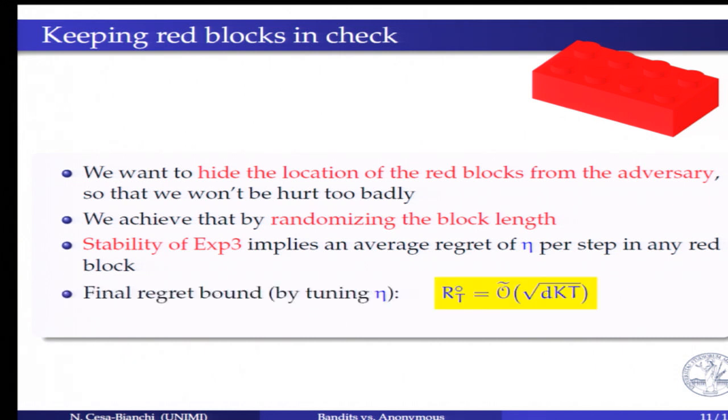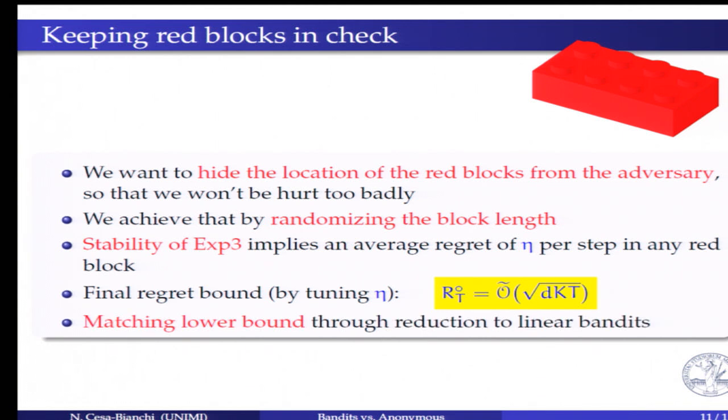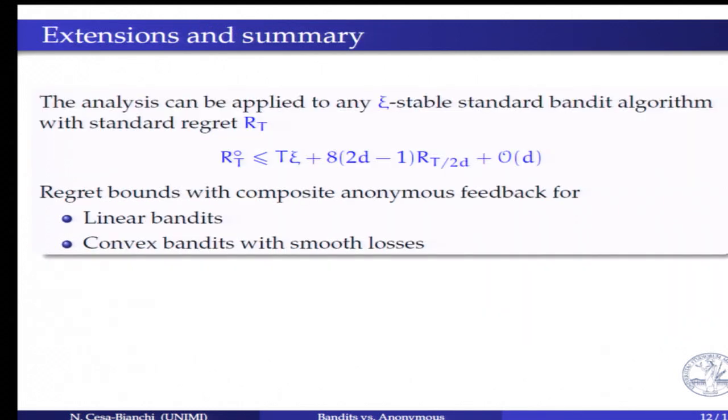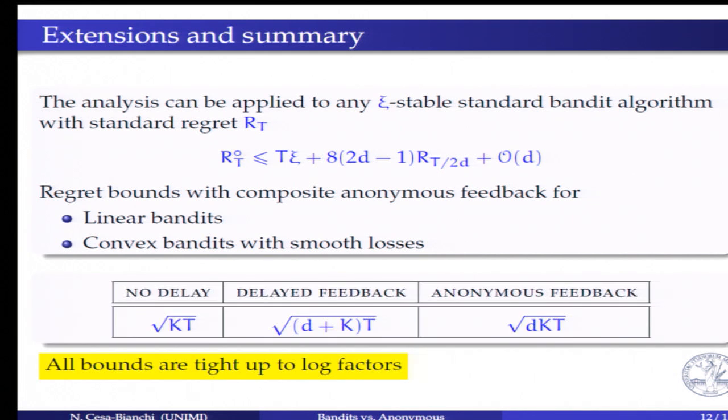And then I get a final regret which will scale like the square root of KT, as in the standard case, times d. And this can be shown to be optimal up to logarithmic factors by reduction to linear bandits. The reduction is pretty general, so with the same trick we can handle more general bandit models like linear bandits and convex bandits with smooth losses. And this is the final piece of the puzzle in bandit analysis with delay.